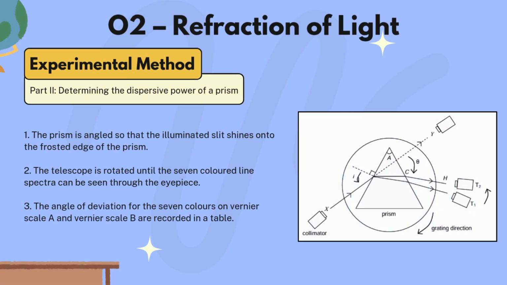Moving on to the second part, I then determine the dispersive power of a prism. The prism is angled so that the illuminated slit shines through the frosted edge of the prism. The telescope is rotated until the 7 colored line spectra can be seen through the eyepiece. The angles of deviation for the 7 colors on vernier scale A and vernier scale B are then recorded in the table.